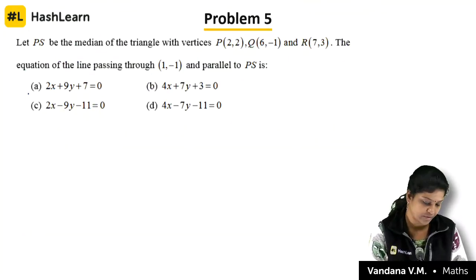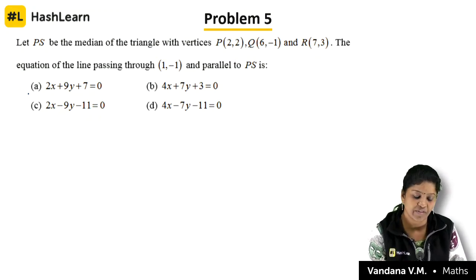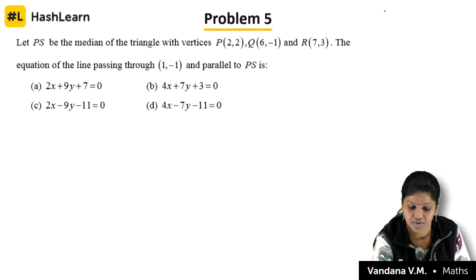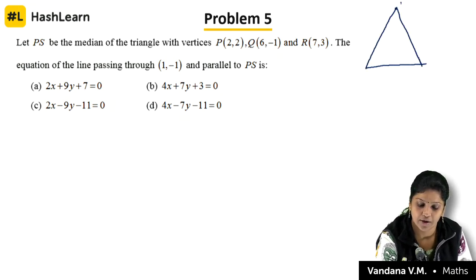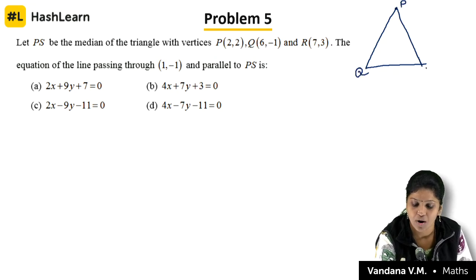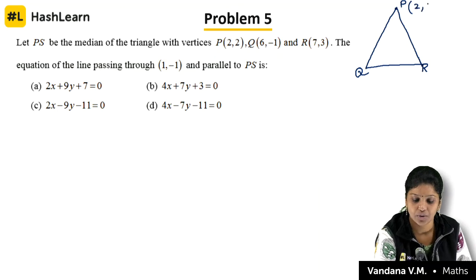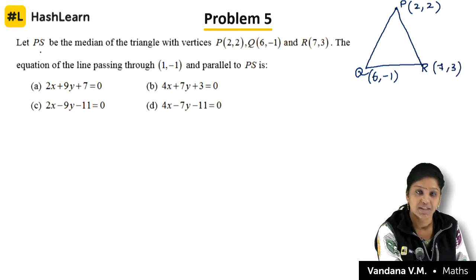Next question, very interesting question. Let PS be the median of the triangle with the vertices P, Q and R. See, children, this is P, Q, R with the vertices. What are the coordinate points? P is 2, 2. Q is 6, minus 1. R is 7, 3. What is S?